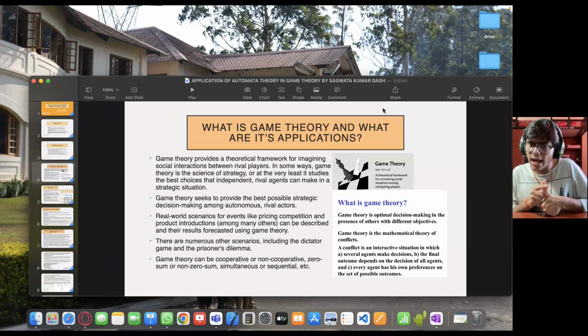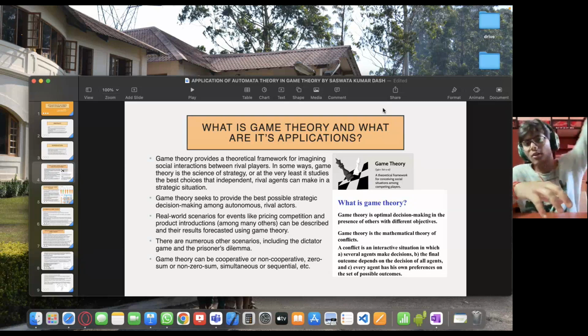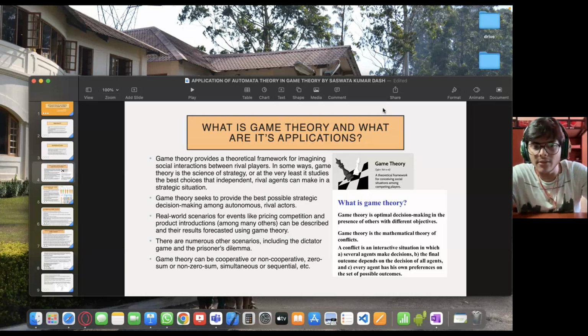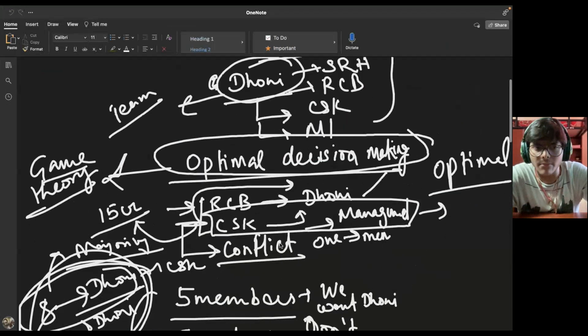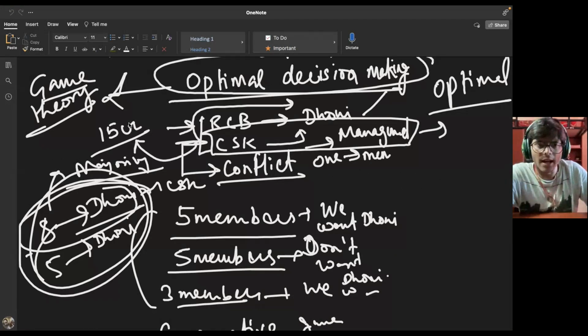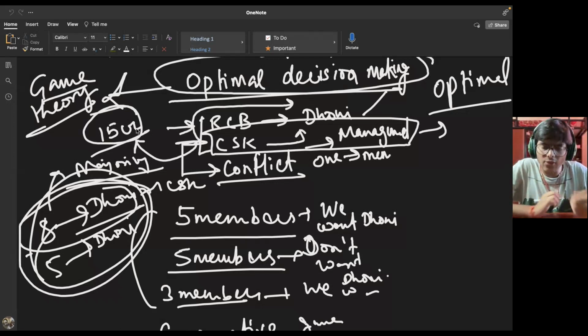So in this situation, what happens? A conflict is an interactive situation in which several agents make decisions, right? There are several members in the BCCI boards, or we can say in CSK management, who will make the situation like they want Dhoni or they don't want Dhoni. For example, I have done an example here. As you can see, Dhoni is for 15 crore, right? We are taking Dhoni for 15 crore. So let me explain this in a minute.